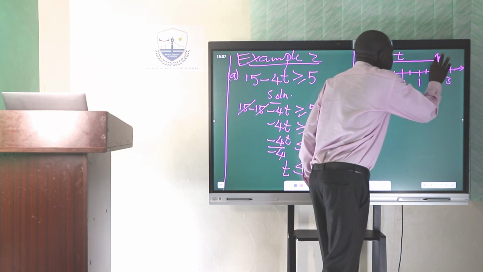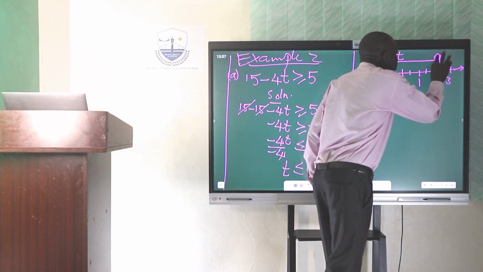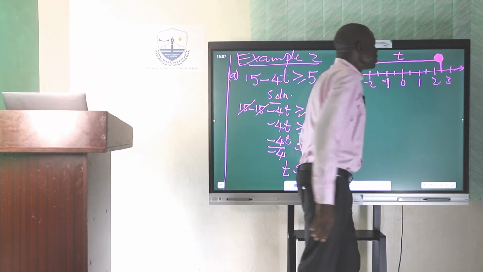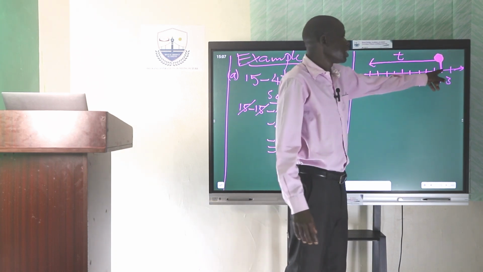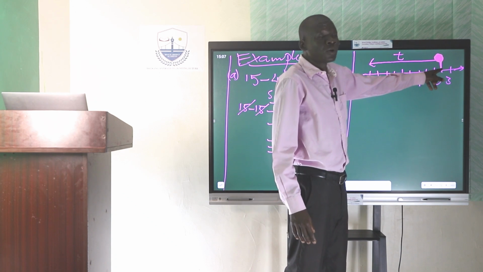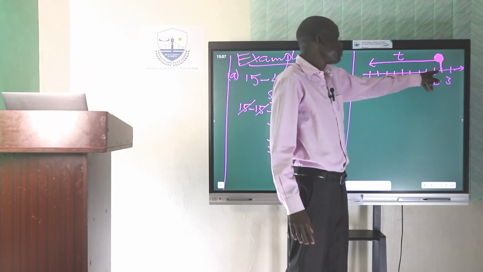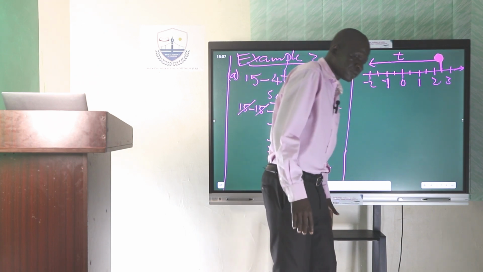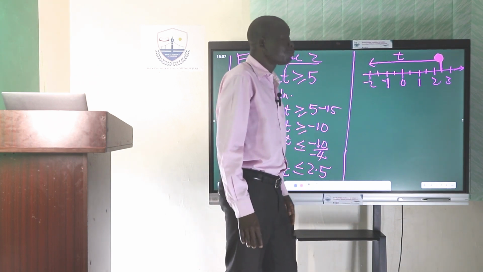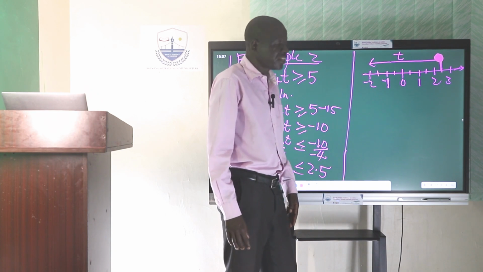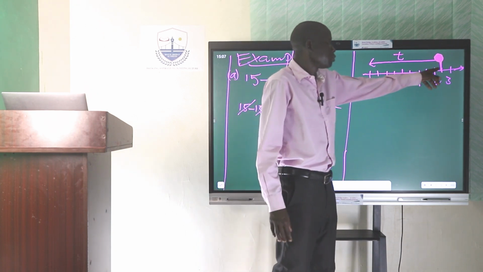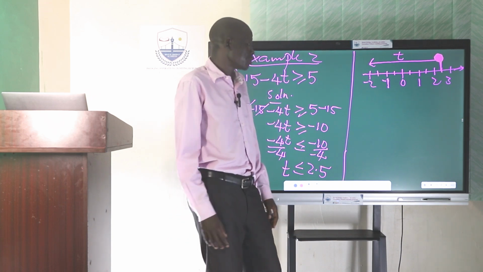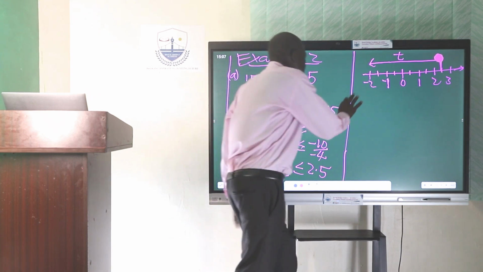So this means that t is a figure which starts from positive 2.5 and then goes to less than that. So it starts from 2.5, then it moves in the negative direction. That is how we indicate it.